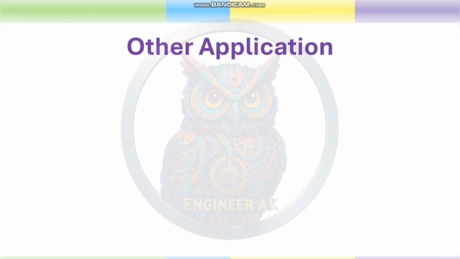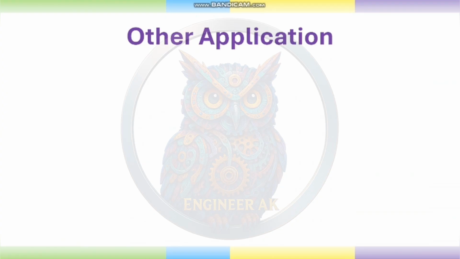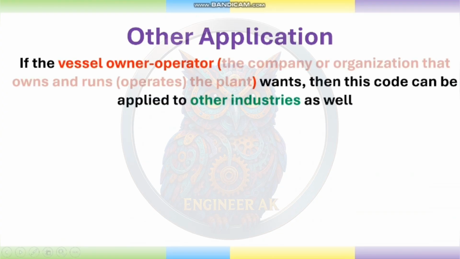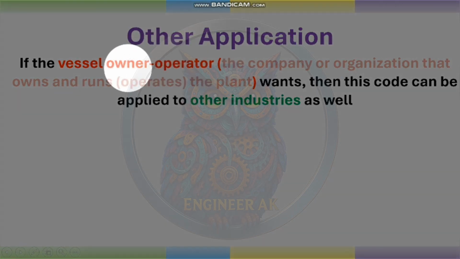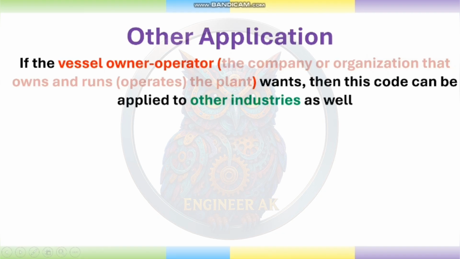Now moving further, so what are the other applications that this code covers? So if the vessel owner or operator, okay, let me make one thing clear here, that whenever the word owner or operator comes, it means the company or organization that owns and runs the plant. Wherever the vessel is installed, we will call that company the vessel owner operator.